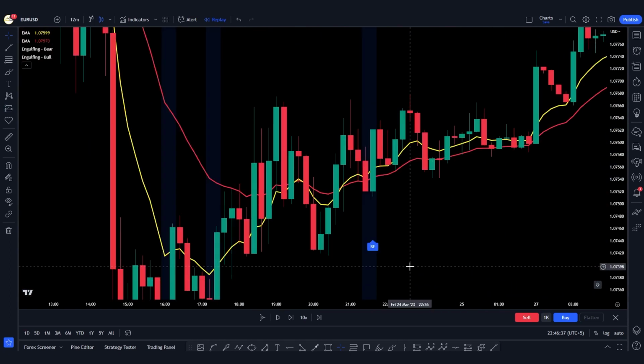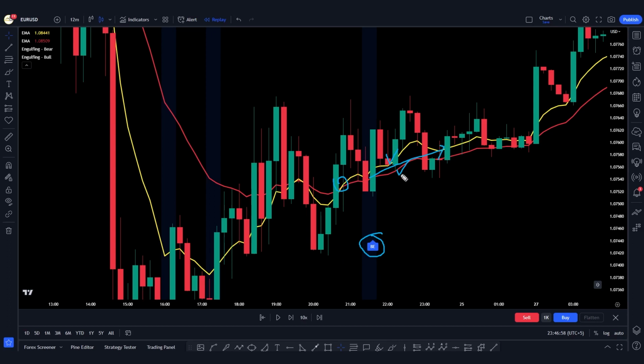Now let's look at how you can use this strategy to take long positions. The first rule is that there should be a formation of a bullish engulfing candle, as indicated by this indicator by forming this label. The second rule is that the fast period EMA should cross above the slow period EMA, which we can see happening here. So this means the market is in bullish momentum.